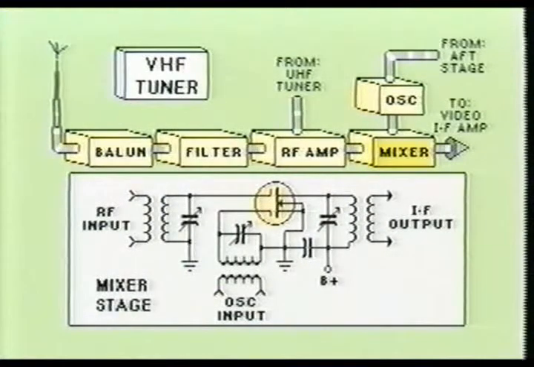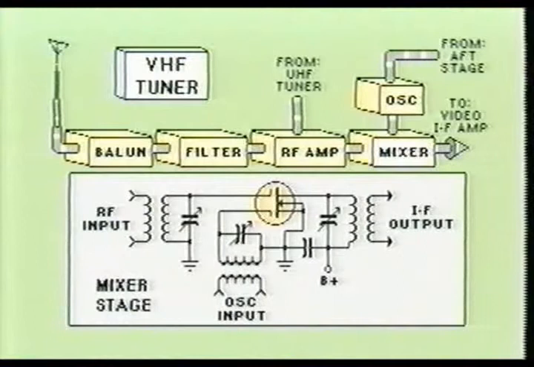Here you see a simplified schematic diagram of a dual-gate MOSFET circuit being used as a mixing stage. Notice that the inputs for the RF signal and the oscillator signal both contain tuned circuits. Also notice that the output of the mixer stage contains a tuned circuit as well.